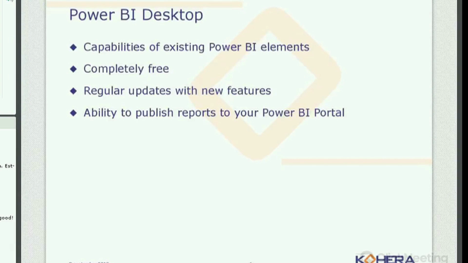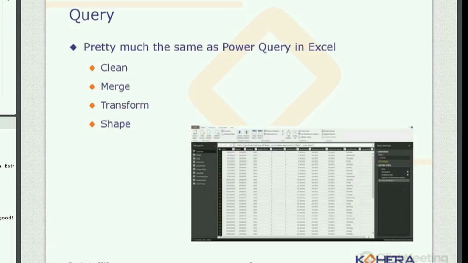So, what are the elements in Power BI Desktop? First, there is the Power Query part. In Power BI Desktop it's just called Query, where you can clean, merge, transform and shape your data. So you can select a source and play around with your data to get it in a form that you can work with later on.